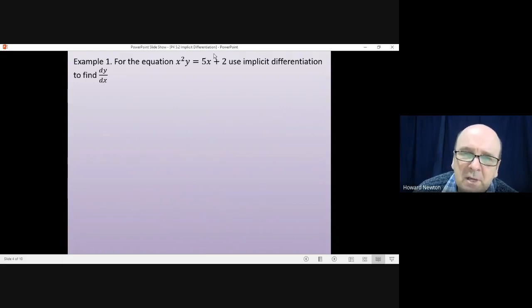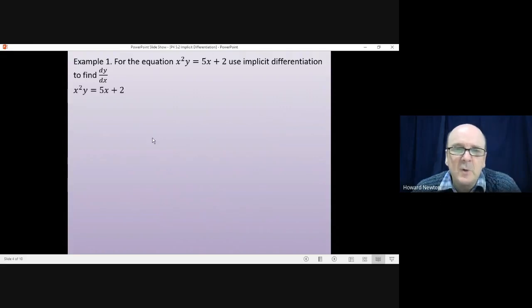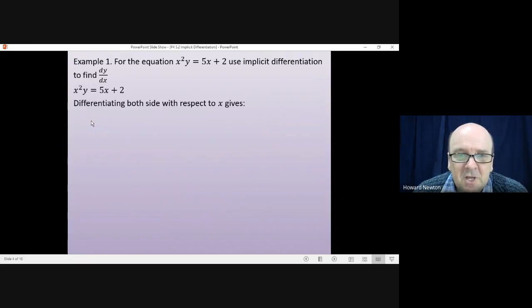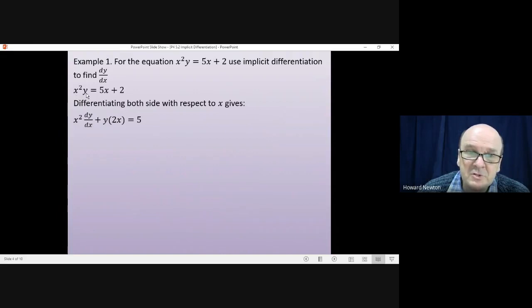Okay, let's have a look at what you have to do. So that's the equation. We've got two things multiplied together, so we're going to use the product rule. So differentiating with respect to x gives us, writing down the x squared, we get x squared. Differentiating the y, we get dy by dx. Then we write down the y, and we have to differentiate the x squared. And when we differentiate x squared, we get 2x. So that's using the product rule in the normal way, writing down the one term, differentiating the other.